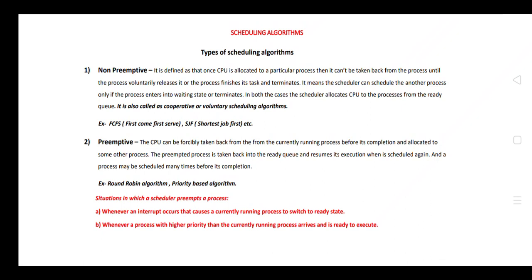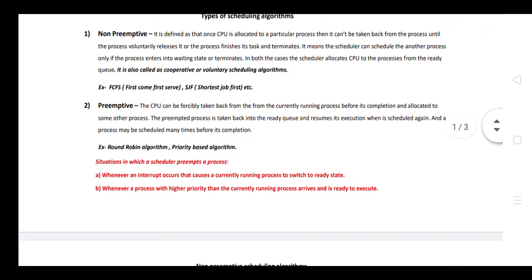Similarly, whenever a process with higher priority comes, then in that case also the CPU is taken from that particular process and assigned to that higher priority process. So this is another situation in which the CPU can be forcibly taken back from a particular process.